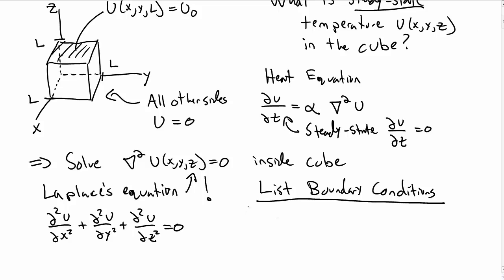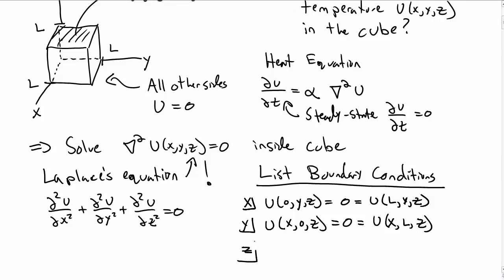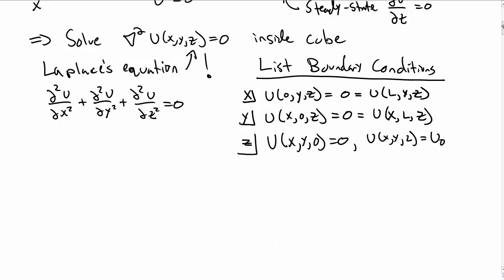In the x direction, the temperature at the left side of the cube, x equal to 0, is 0. And also at x equal to L, U is equal to 0. In the y direction, at y equal to 0, we have 0 for the temperature, and same thing at y equal to L. And in the z direction, at z equal to 0, at the bottom of the cube, we have 0 for the temperature. But at the top, at z equal to L, we have U naught, whatever this constant temperature is at the top.